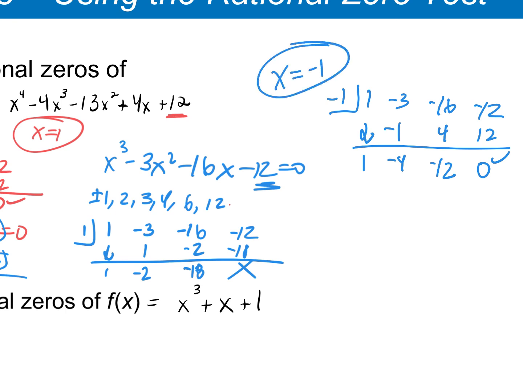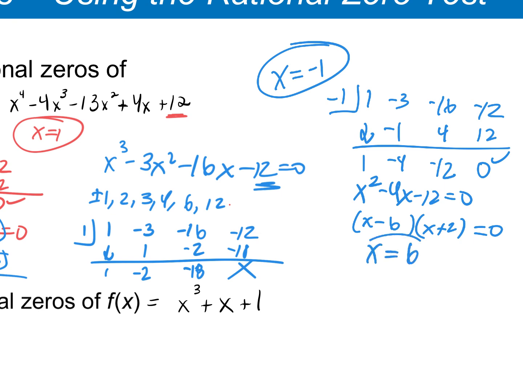I have my resulting polynomial as x squared minus 4x minus 12 equals 0. And this will factor nicely. Factors of negative 12 that multiply to give me negative 12 and add to give me negative 4 would be x minus 6 and x plus 2. So my other two zeros are at x equals positive 6 and at x equals negative 2.